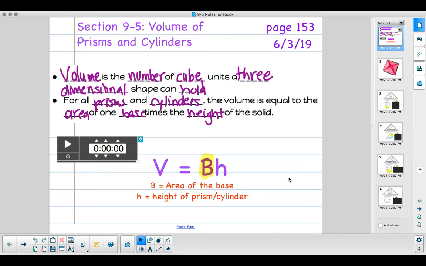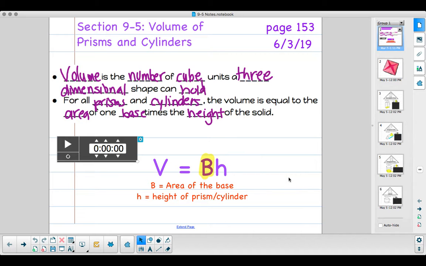Hi everyone, today we're going to talk about finding the volume of prisms and then also cylinders. In your textbook in this module, they don't really go into much detail about volume of cylinders, but I think that's a good thing to just be exposed to and see the formula for and practice using once in a while. So volume is actually the number of cube units a three-dimensional shape can hold. So basically it's how much you can fit inside of a three-dimensional object.